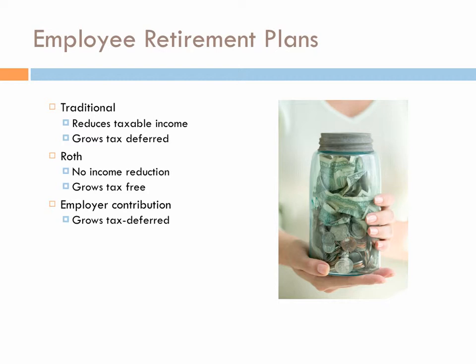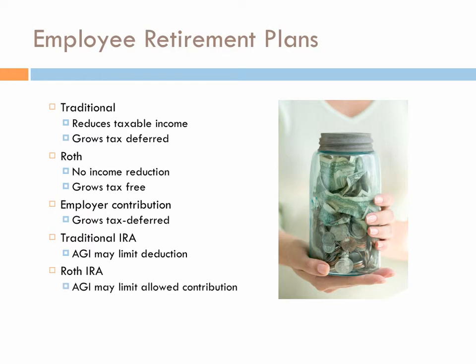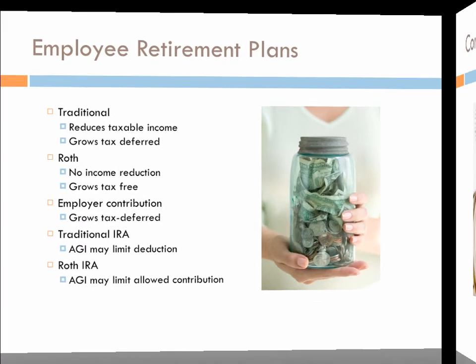You can also consider contributing to your own IRA. If you contribute to a traditional IRA, you can reduce your taxable income as long as your adjusted gross income does not exceed specified limits. Alternatively, you can contribute to a Roth IRA. Roth contributions will not reduce current taxable income, but your qualifying distributions will be tax-free. Contributions to a Roth IRA may be limited based on your filing status and adjusted gross income, so you should check with your tax professional to determine your maximum contribution.